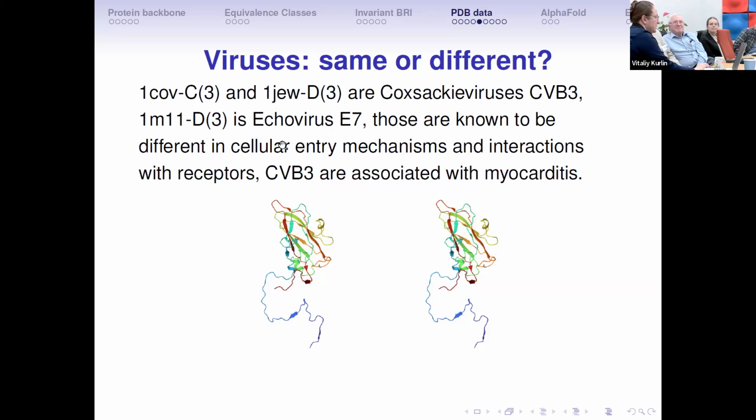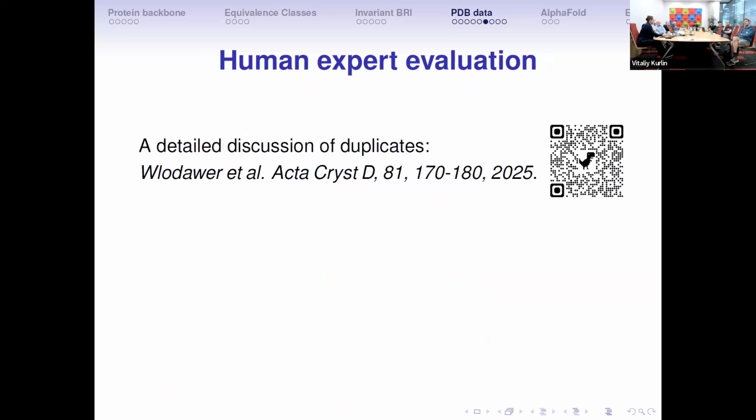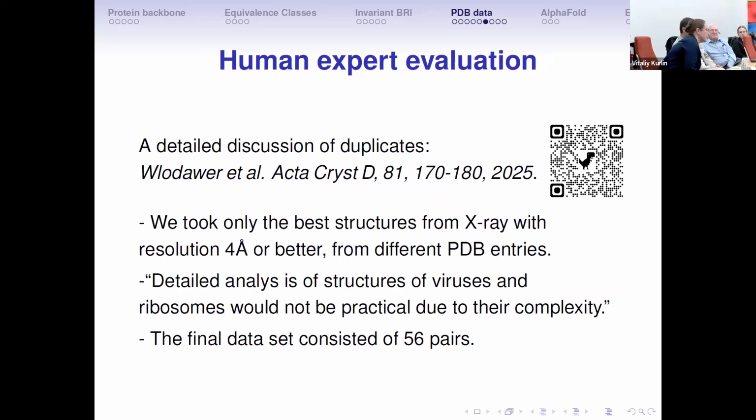Interestingly, I didn't put the picture for the first one there because we contacted the PDB validation team and they quietly updated the geometric coordinates for the first one, though not for the second one yet. Okay, so that was a promising start, and then we caught the attention of human experts in protein structures, Alex Vladava and his team. And they did a brilliant job of discussing the duplicates from the biological point of view.